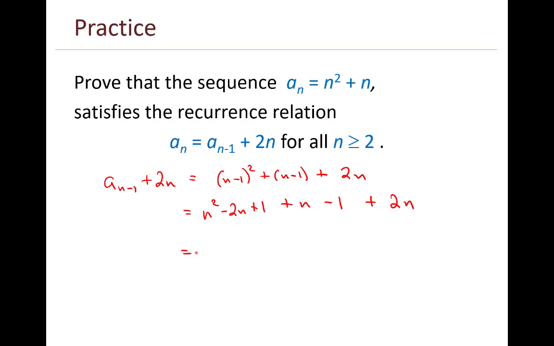What falls away? My n squared remains. I have a minus 2n plus 2n, and a plus n, so plus n stays there. Plus 1 and the minus 1 fall away. Oh, so that's all I'm left with: n squared plus n, and I look above. That's exactly what I was looking for. So that really is a sub n as needed.